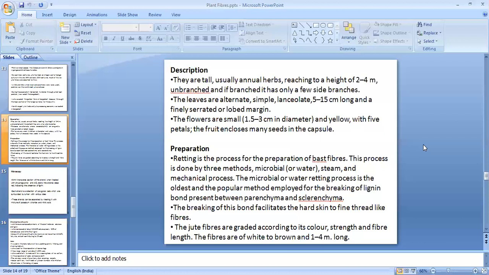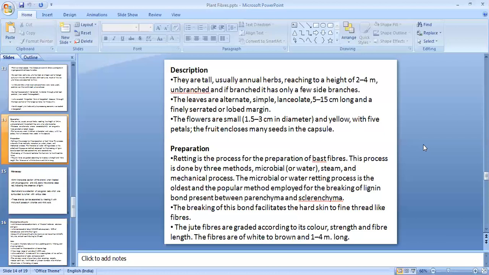And these jute fibers are graded according to their color, strength, and fiber length. Usually they are somewhat white to brownish in color, 1 to 4 meters in length.